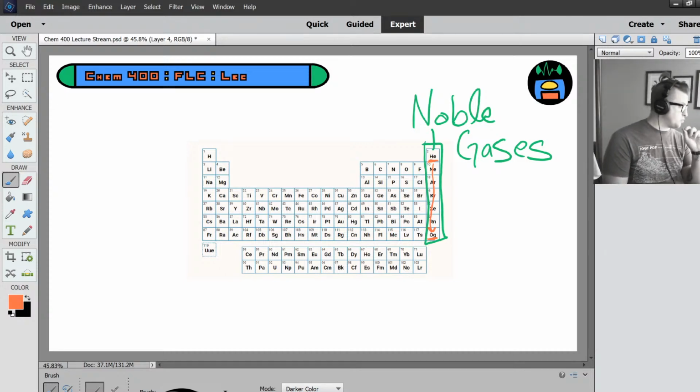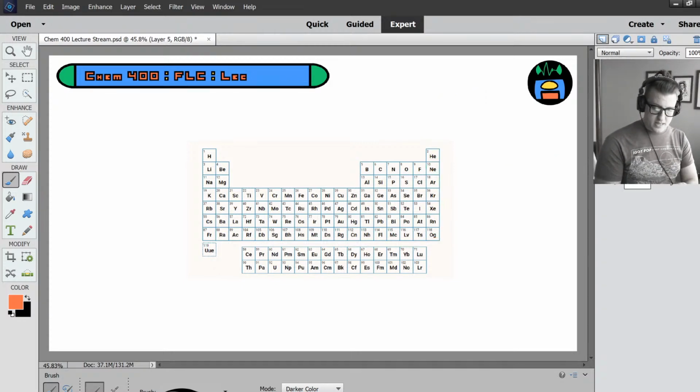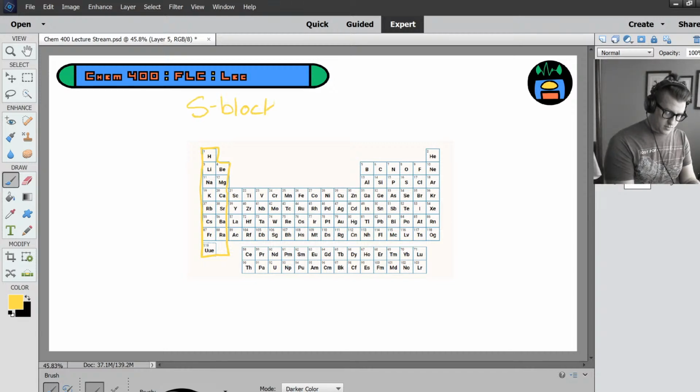Finally, there is one last division of the periodic table that we need to go over, and that is that the periodic table can be divided up into blocks. All right. The first two columns on the periodic table, this is called the S block. All right. The transition metals right here represent the D block.